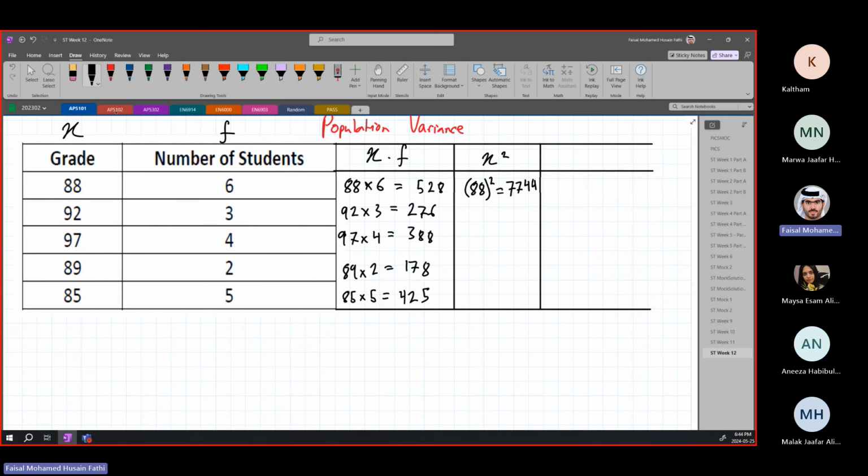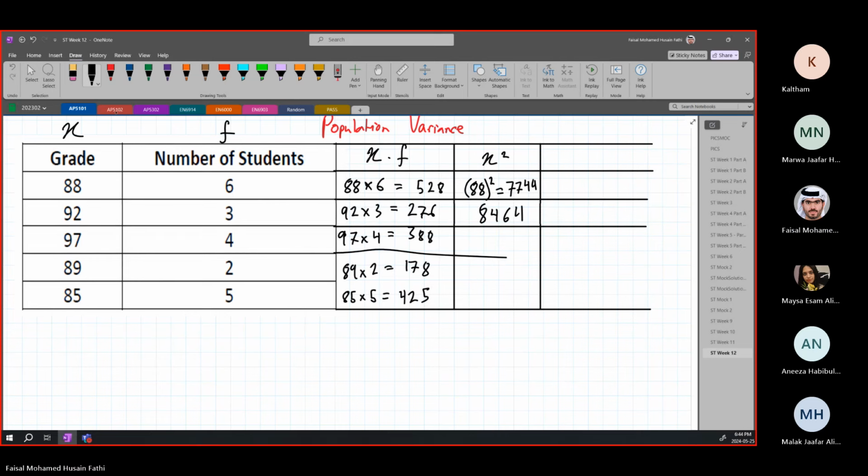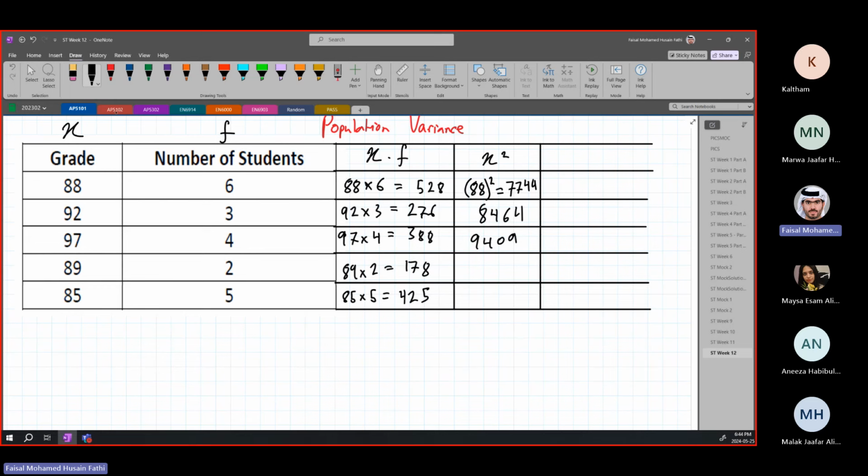So this is going to be 7744. The next value, let me actually make some lines so it's a bit neater. Again, you're going to do it for the next value, which is 92 squared, which is going to be 8464. The next value here is 97 squared, which is 9409. And the last two values, 89 squared is 7921, and 85 squared is 7225. So you find your x squared values now.